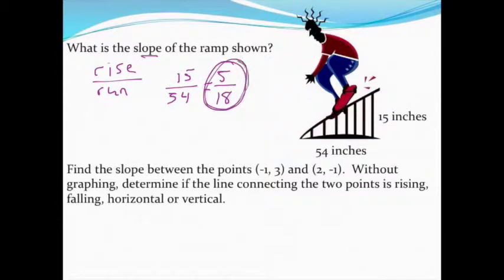Now, since it's a ratio, we always want to leave it as two numbers, so we're not going to have a mixed number. We're always going to have an improper fraction. If that's the case, no decimals. We always want our slope to be a ratio, so two numbers.